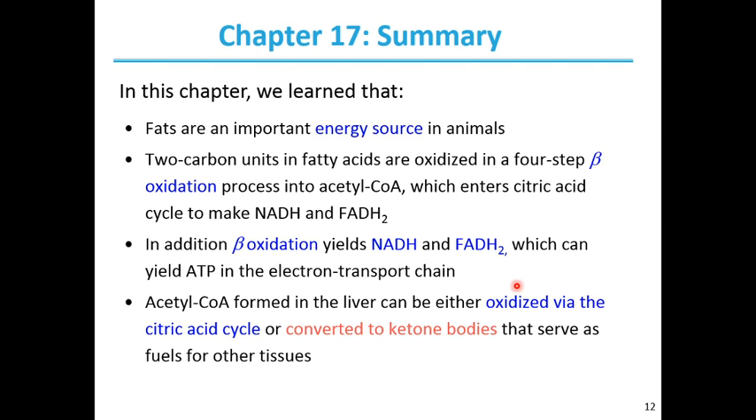Also, acetyl-CoA formed in the liver can be either oxidized via the citric acid cycle or converted to ketone bodies that serve as fuels for other tissues.